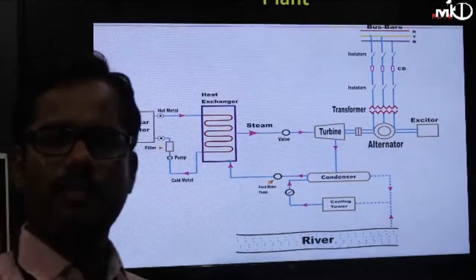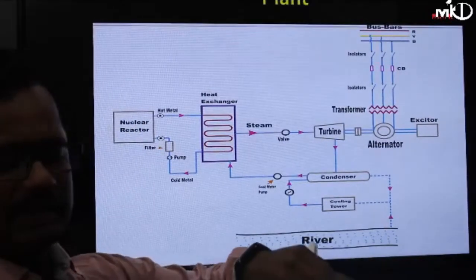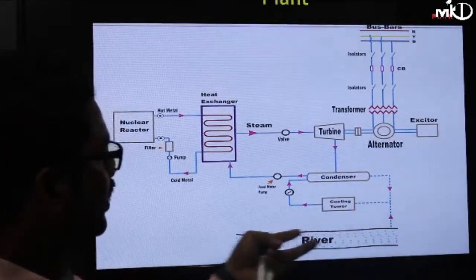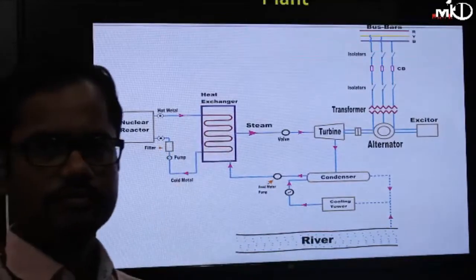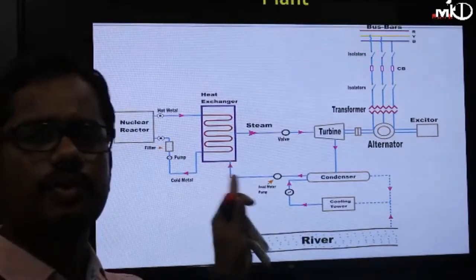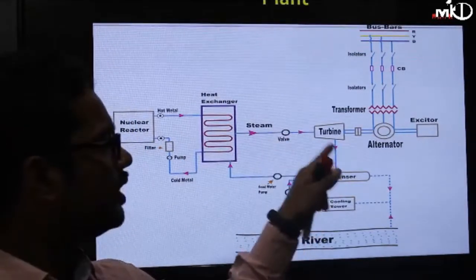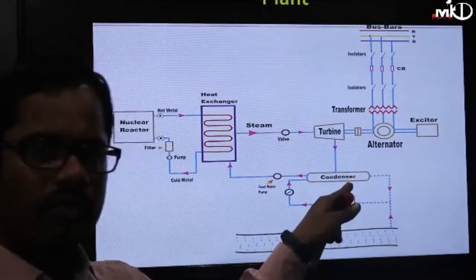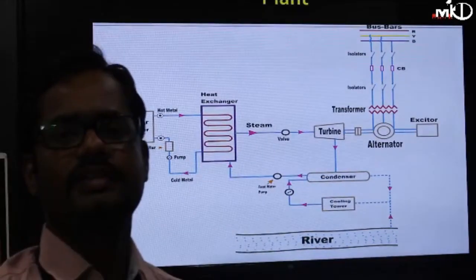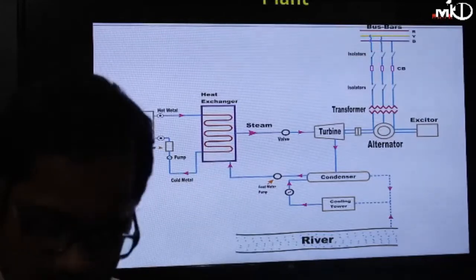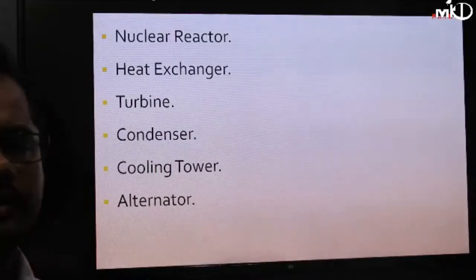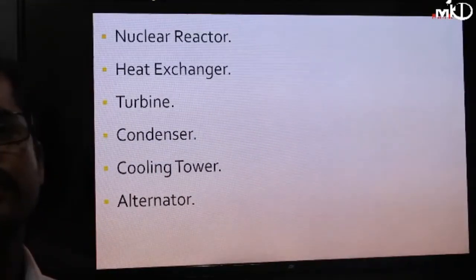It is just similar to your thermal power plant system. So water will flow like a stream, and naturally it will cool, and then you put the water into a river, or again you circulate the water in your heat exchanger. Generally, after treatment, the water is put into the heat exchanger. So the treated water is converted to steam, and again converted to water. So it is better to put the water again into your heat exchanger. Okay. So these are the components: nuclear reactor, heat exchanger, then turbine, condenser, then cooling tower, then alternator.